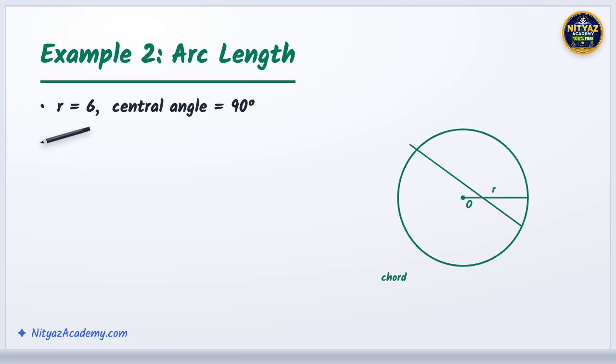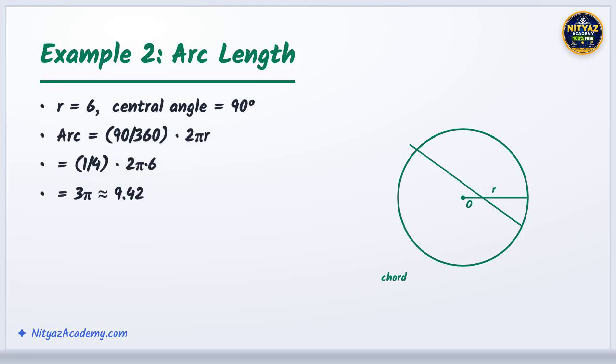Now find an arc's length. The radius is 6, and the central angle is 90 degrees. 90 over 360 is 1/4 of the full circle. The full circumference is 2 pi r. That's 2 pi times 6. Take 1/4 of it. 3 pi, which is about 9.42 units. Fractions of a circle make this easy.